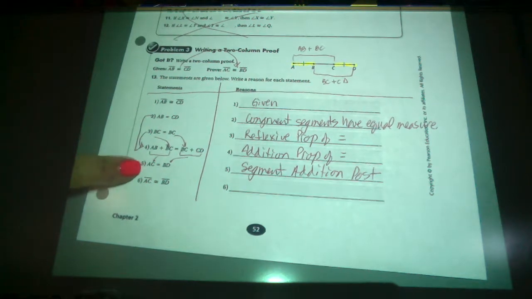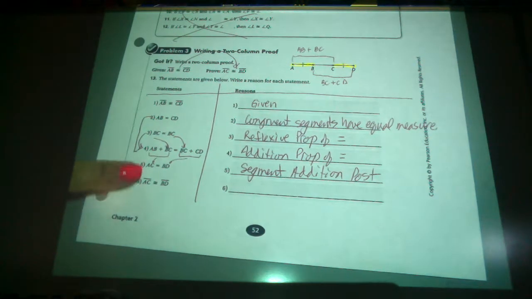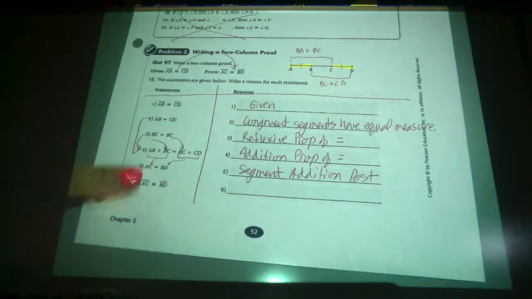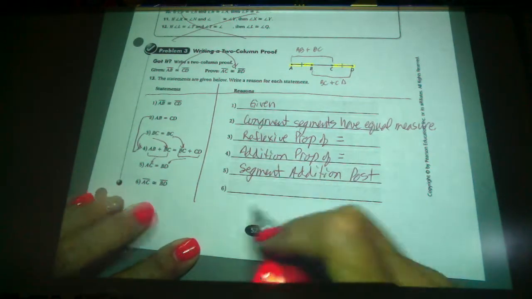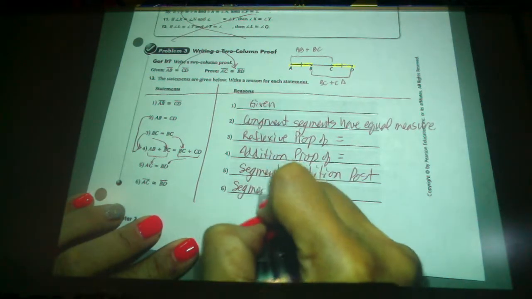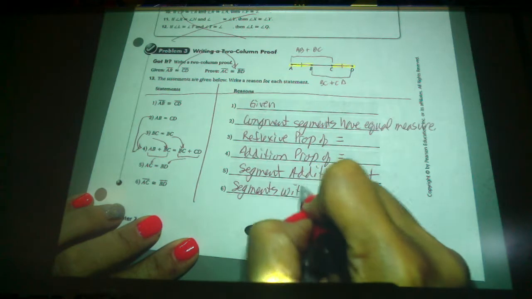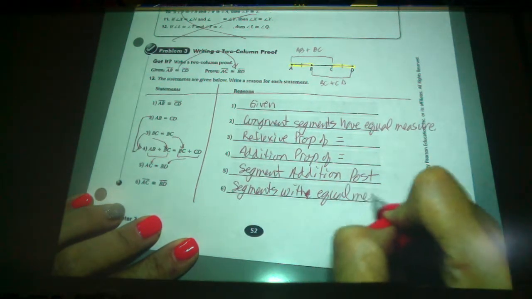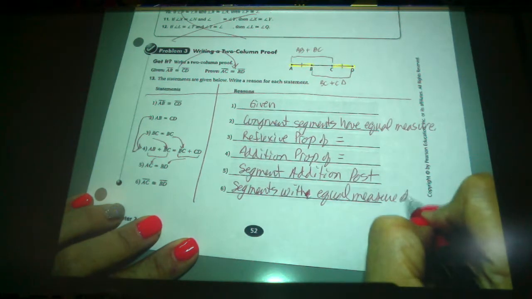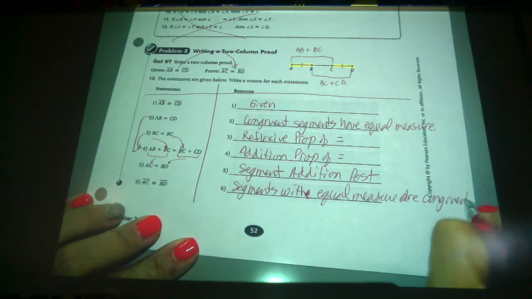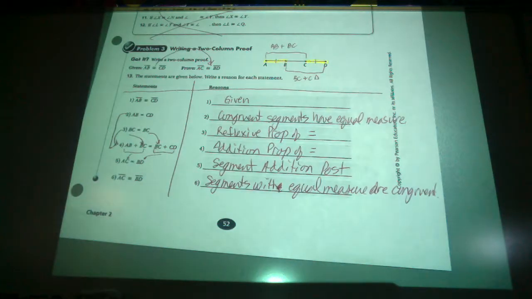Then what happened from here to here? It's a change in notation, isn't it? So don't we say the converse of this? Segments with equal measure are congruent. Segments with equal measure are congruent.